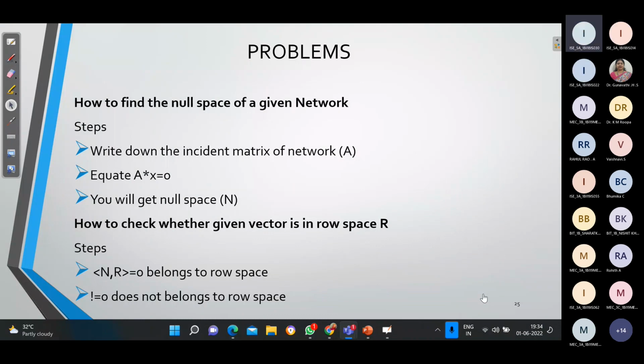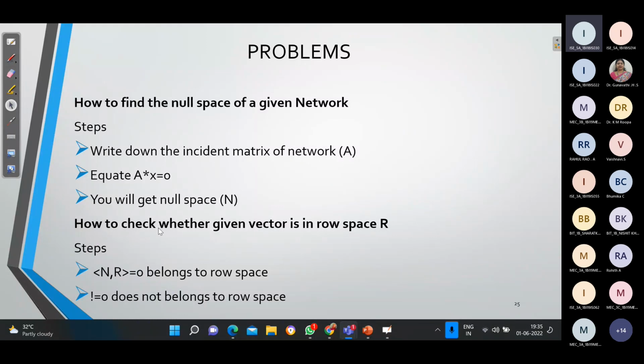We have learned the theory part: what the subspaces are, how to construct an incidence matrix, and the uses. Now let us solve a few problems based on these topics. First, how to find the null space of the given network. If the network is given, first we have to write the incidence matrix for the network. Then we write Ax equal to 0, the equation to find the null space. It's already taught. By solving this equation, we get the null space n.